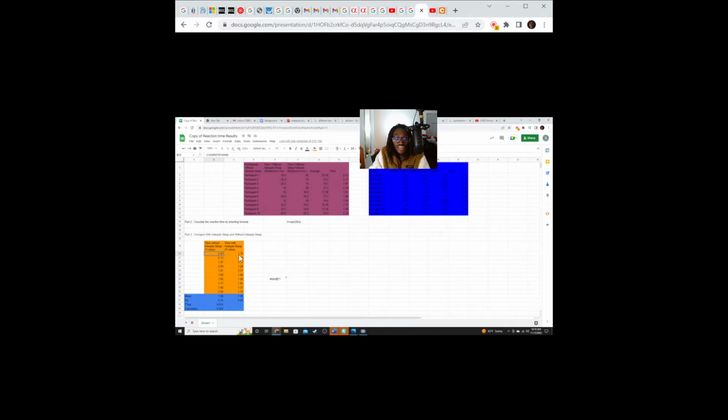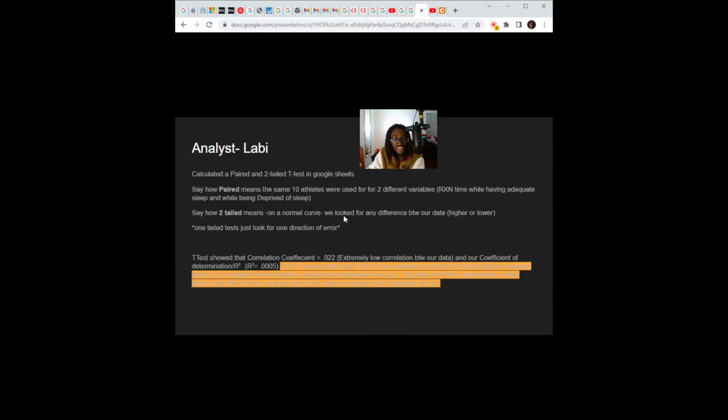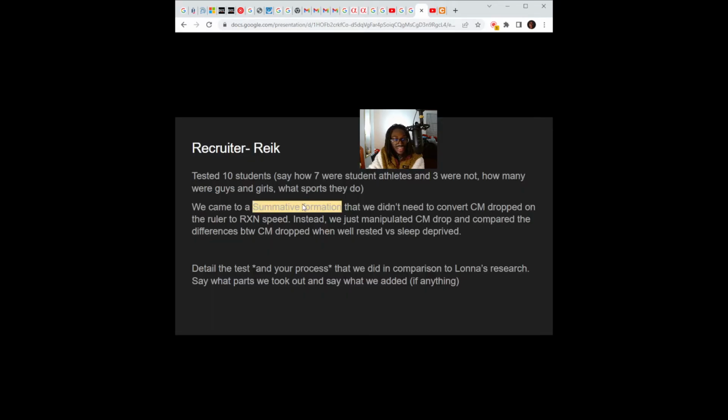So we didn't convert centimeters to time, like how long it took for the ruler to drop. We just left it at centimeters, which is perfectly fine. I just want you to say that we came to a summative formation that we didn't need to convert centimeters dropped to actual reaction time. Instead, we just left it as centimeters dropped. And I think that's what this says here.